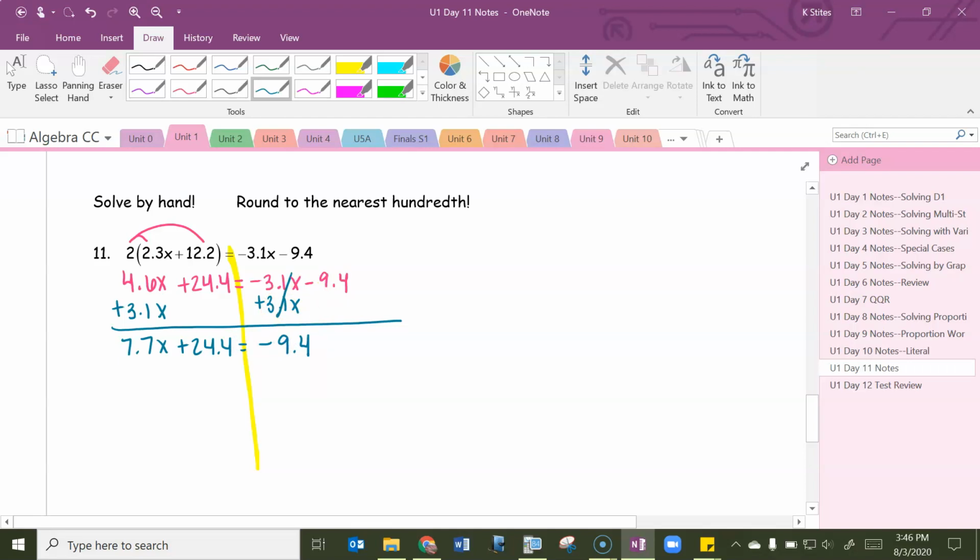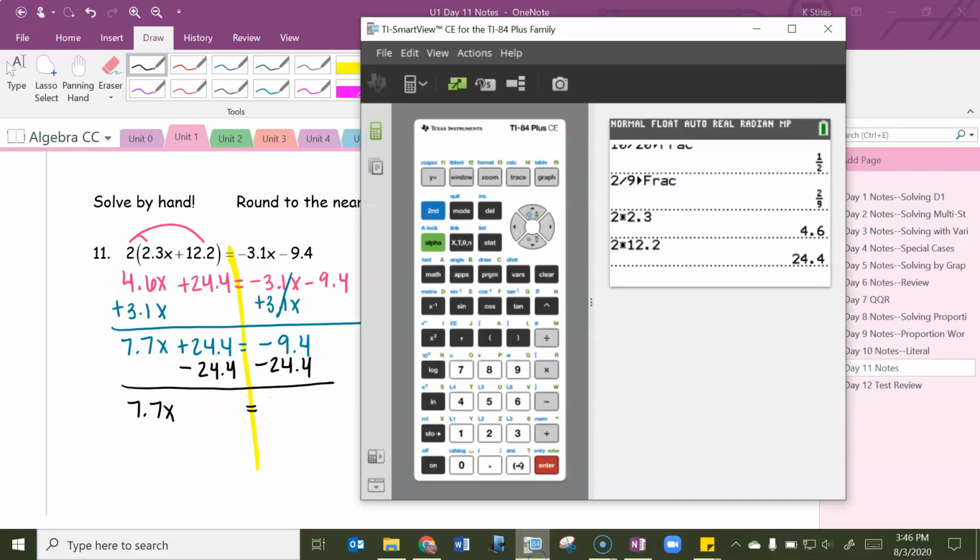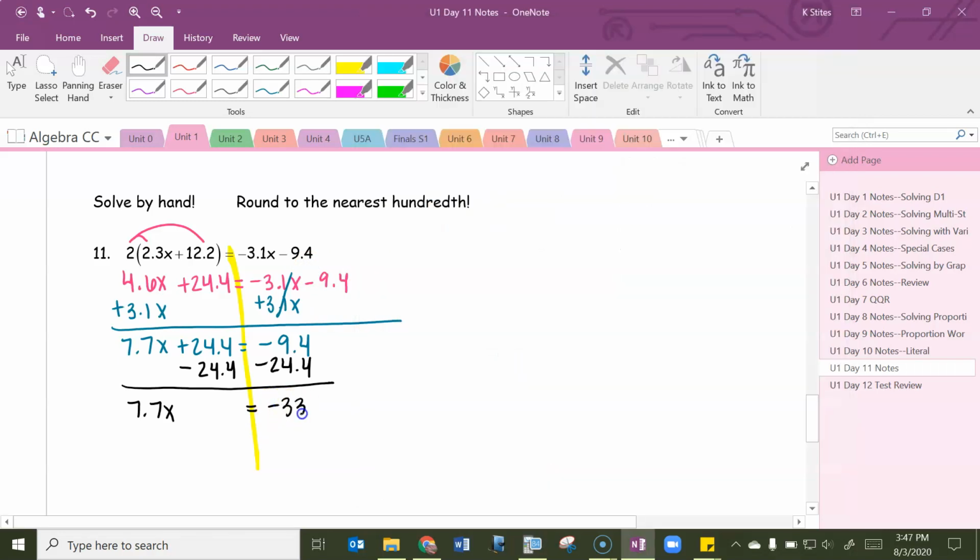Okay, and now even though there are all these decimals, it's just the same solving as usual. Undo addition and subtraction first. This 24.4 we will need to subtract over since it was originally a positive. Negative 9.4 minus 24.4. So that's a negative 33.8. And final step to solve for x, we're dividing by that 7.7.